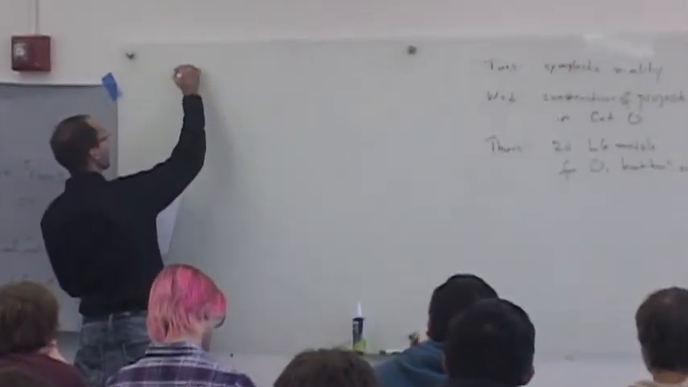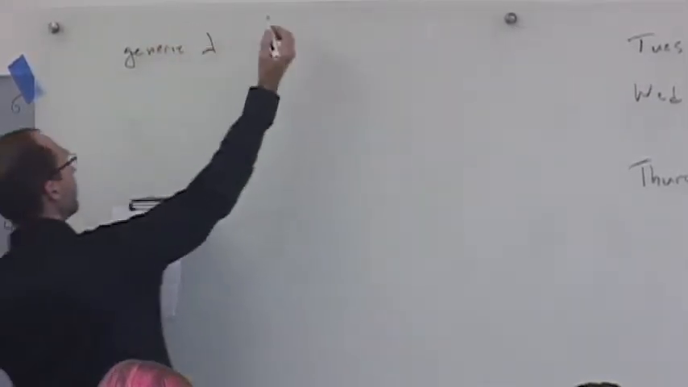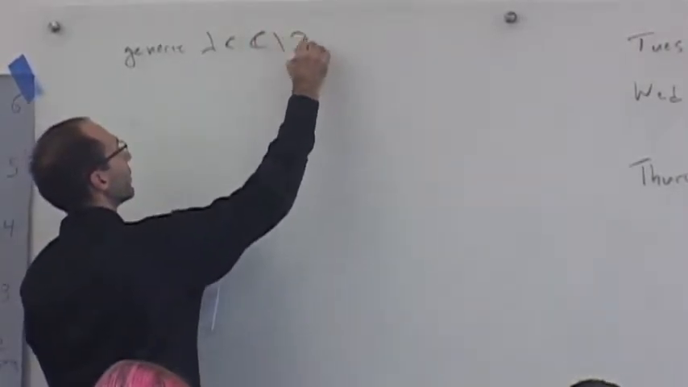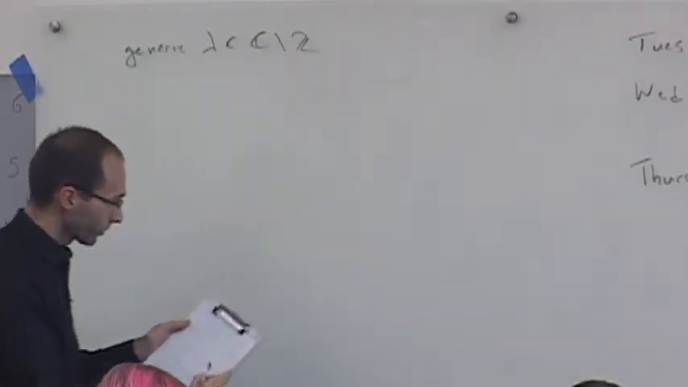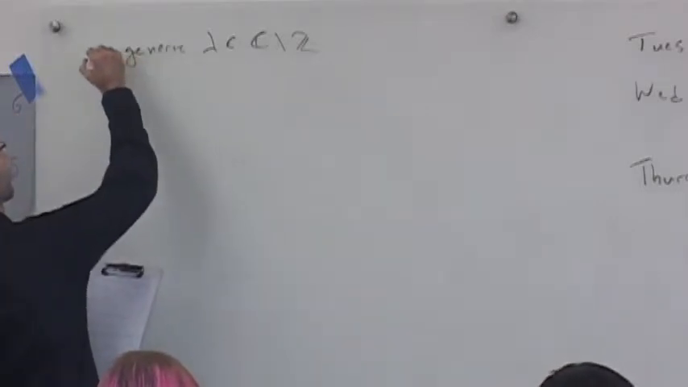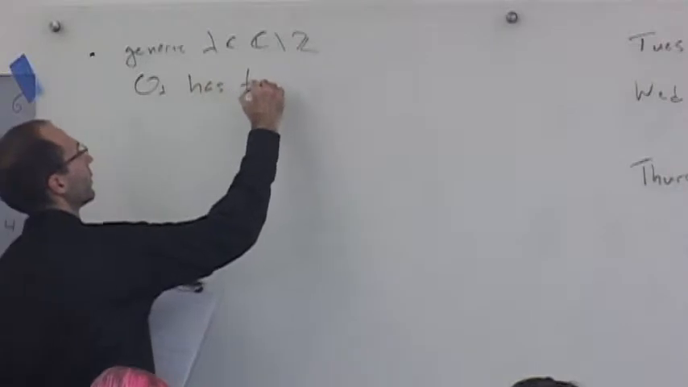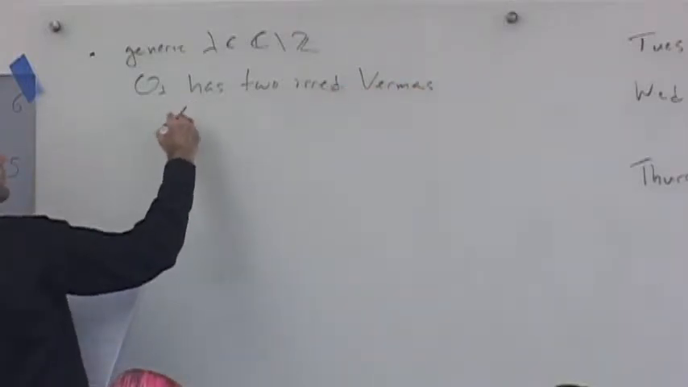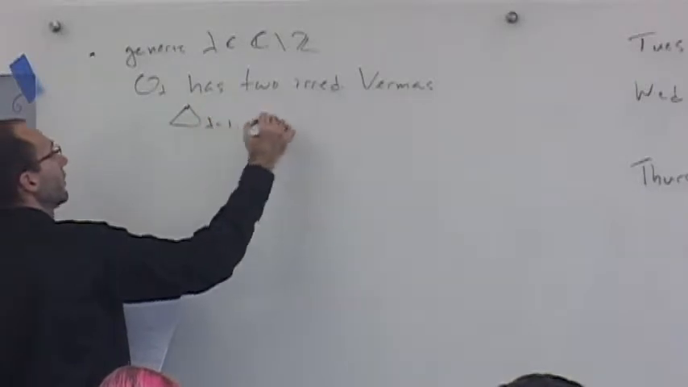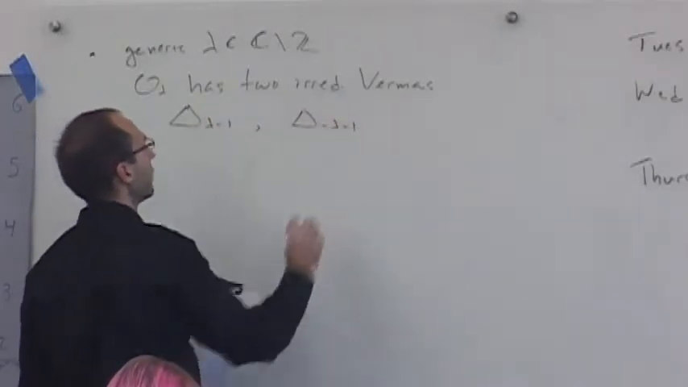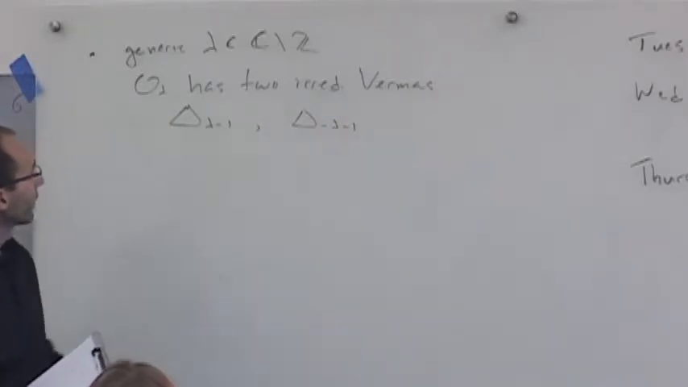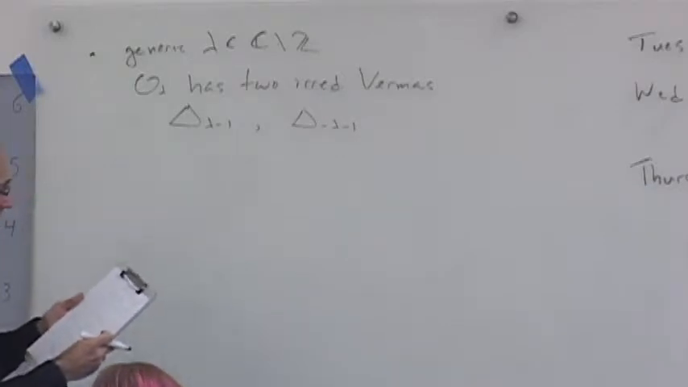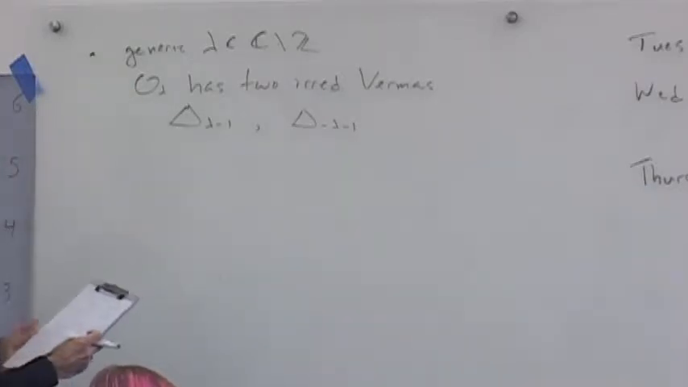So for generic lambda, meaning not an integer, O lambda is extremely simple. It contains two irreducible Verma modules of highest weights lambda minus 1 and minus lambda minus 1. The minus 1 is a shift by the Weyl vector of SL2. And they don't talk to each other. The Homs between them are trivial, and hence the category is extremely simple.